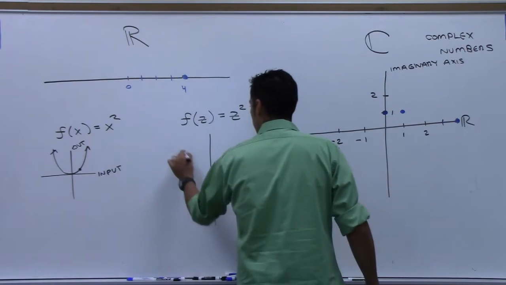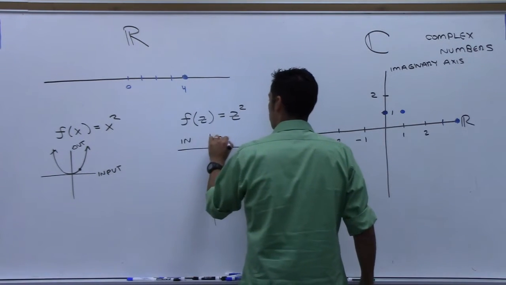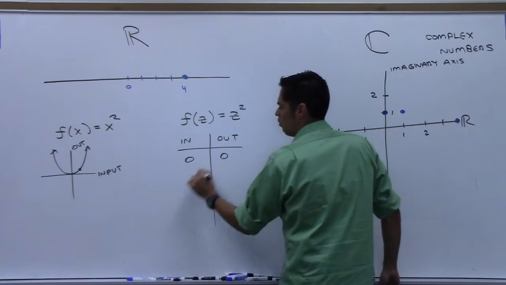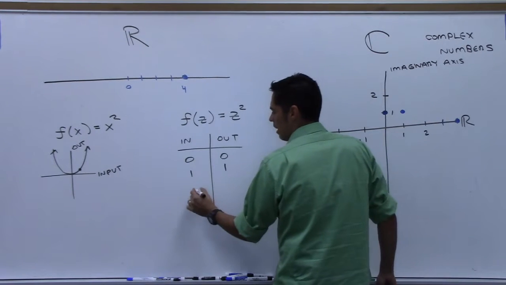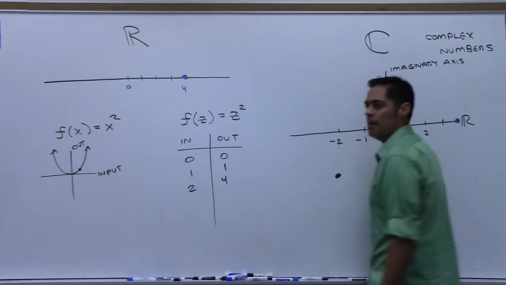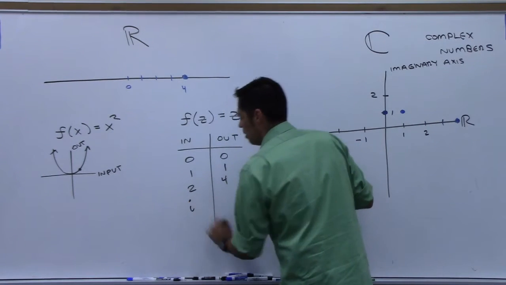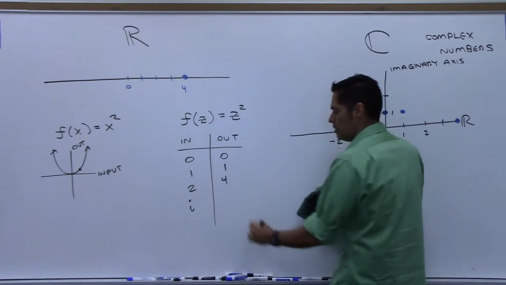Let's try something in here. Let's do a t-table, the input and the output. Let's start with 0. 0 squared? 0. 1 squared? Still 1. 2? Still 4, right? But we're allowed to plug anything we want. So how about we plug in i? So it'd be i squared. What's i squared? -1, right?